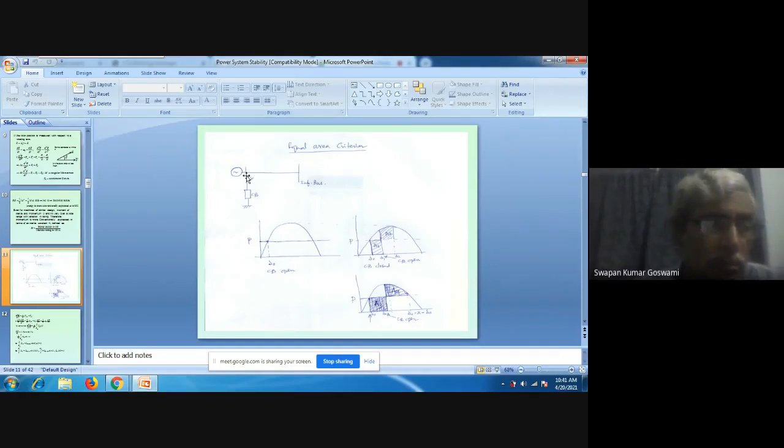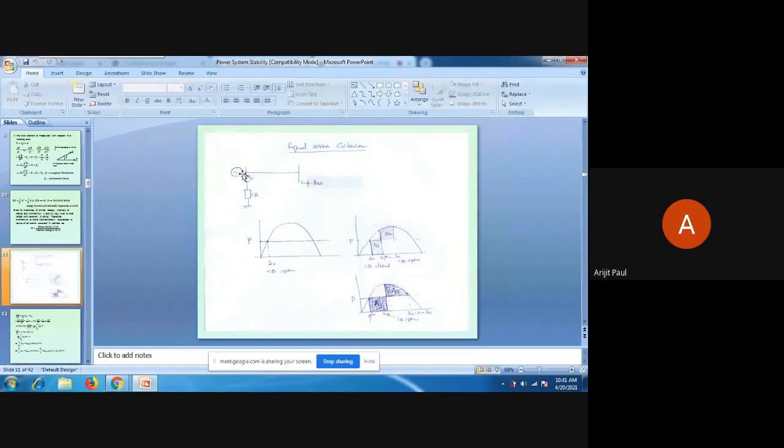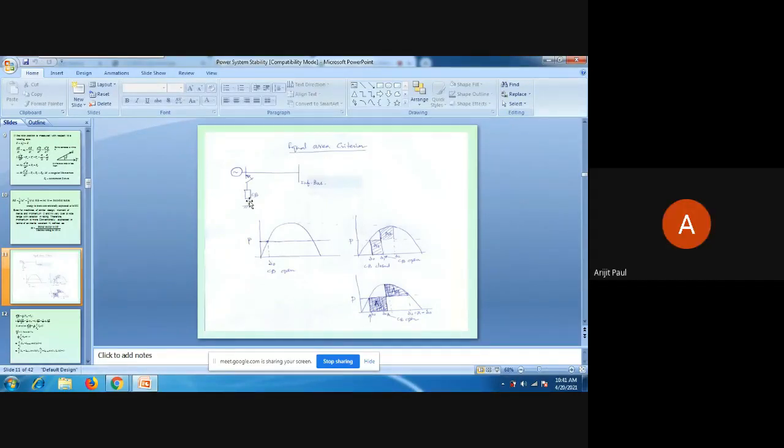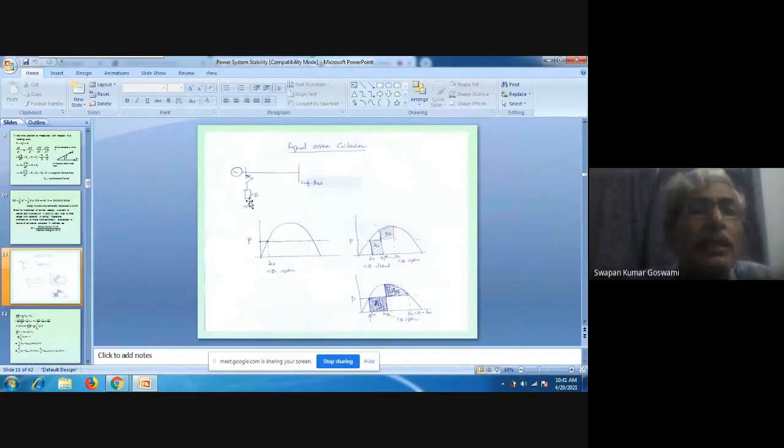Zero, sir. Zero? Why is it zero? Because, sir, voltage is zero. No, VT is zero because it is short circuited, and the expression for power is E V by X sin delta. Whatever may be the value of delta, E is not zero, but V is zero because now the terminal is grounded. It is zero, which means the power output will be zero.